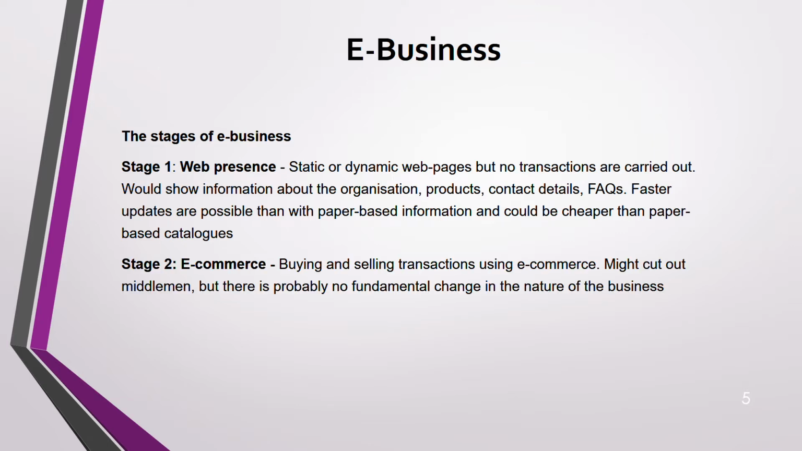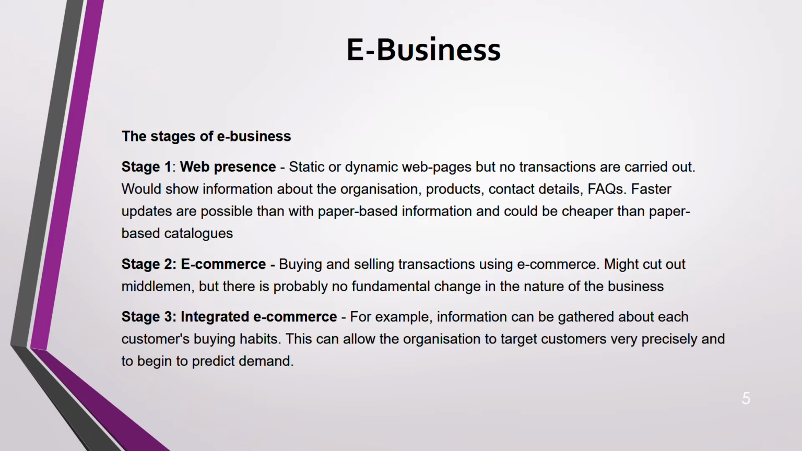The second stage is e-commerce. Now you're buying and selling. What does this buying and selling do? It cuts out the middleman. Remember, in a normal transaction without e-business, you need a middleman, retailer, wholesaler, before it reaches the final consumer. From manufacturer it goes to retailer. But now you are cutting that middle because you are directly selling to the consumer through the internet. Other than that, there is no change in the nature of the business. It remains the same, buying and selling. Only the middleman is cut.